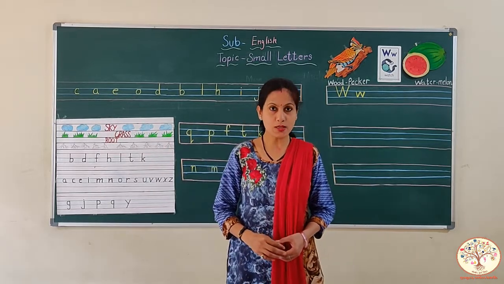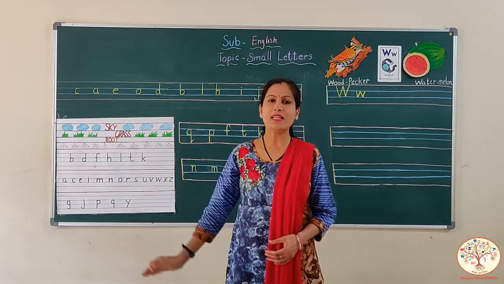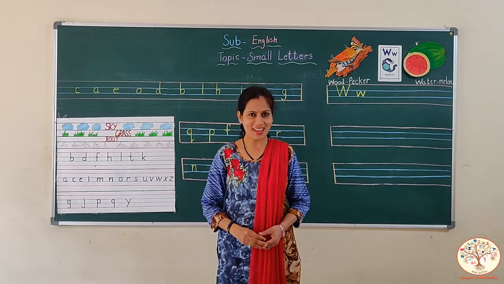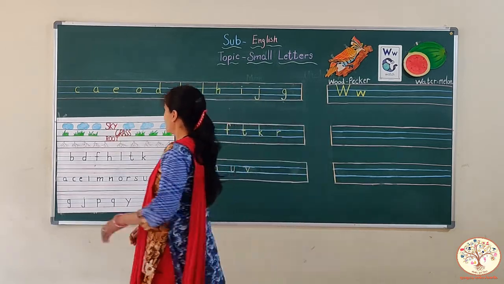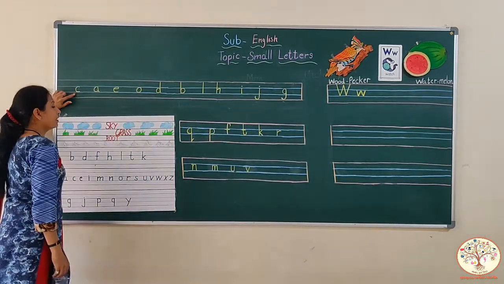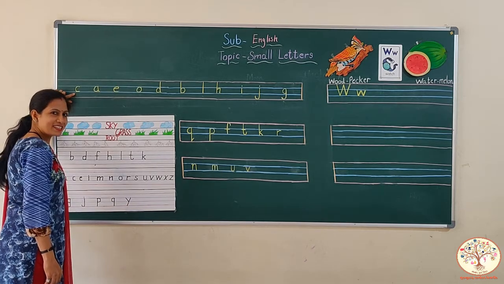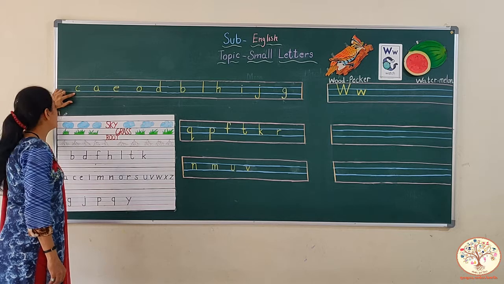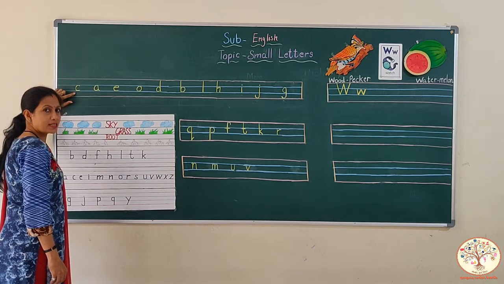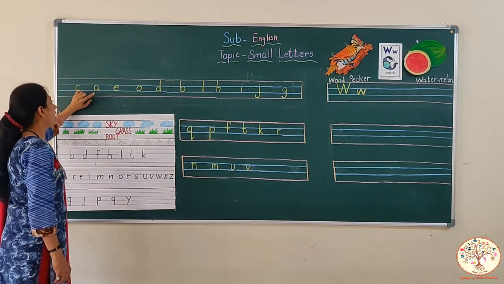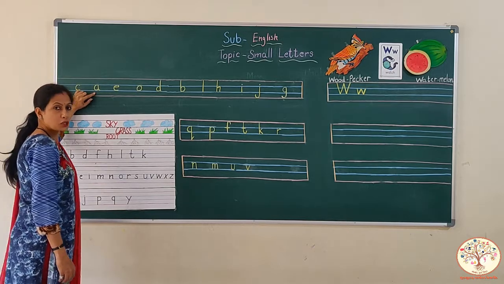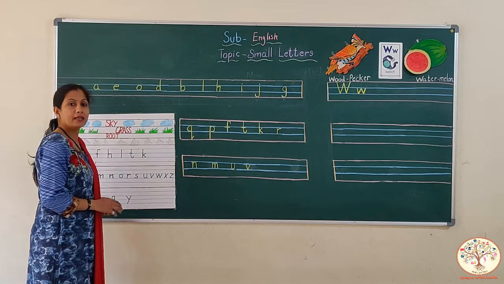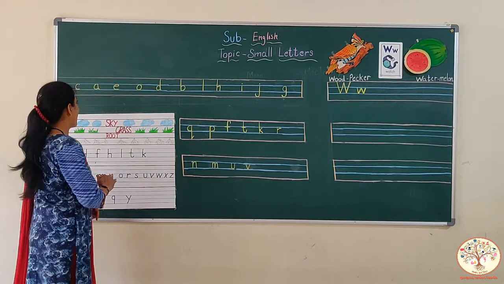Okay, so as usual, first we will revise all the letters and then move to the next letter. Start. So see, which letter is this? Small c. C says K. Small c says K. And this one is small letter A. A says A.